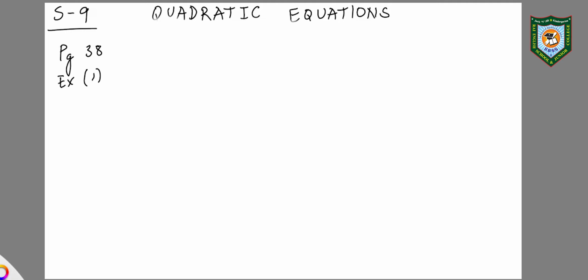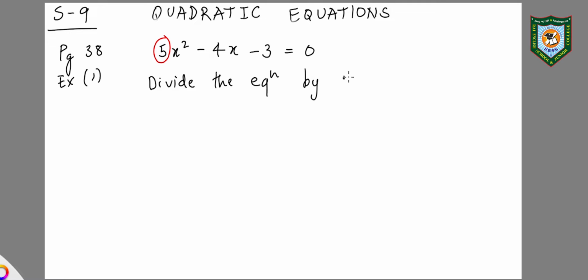So we'll start with our example 1. We have 5x square minus 4x minus 3 is equal to 0. Always, my first step is to divide the equation by the coefficient of the variable with degree 2. In this case, my coefficient is 5, so I need to divide the equation by 5.